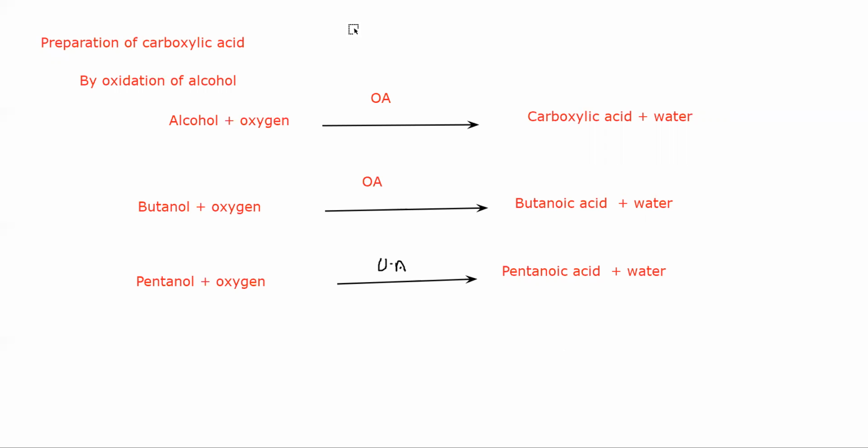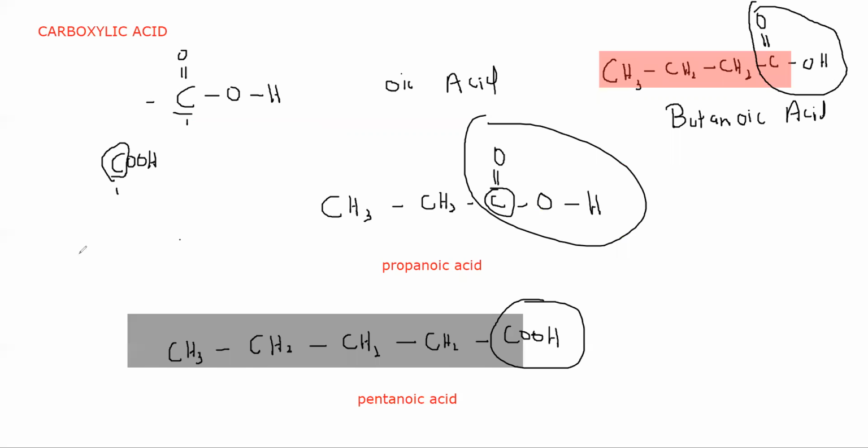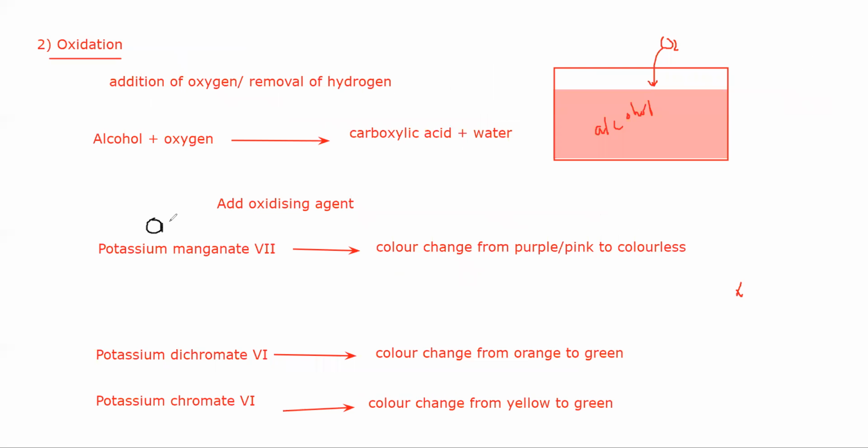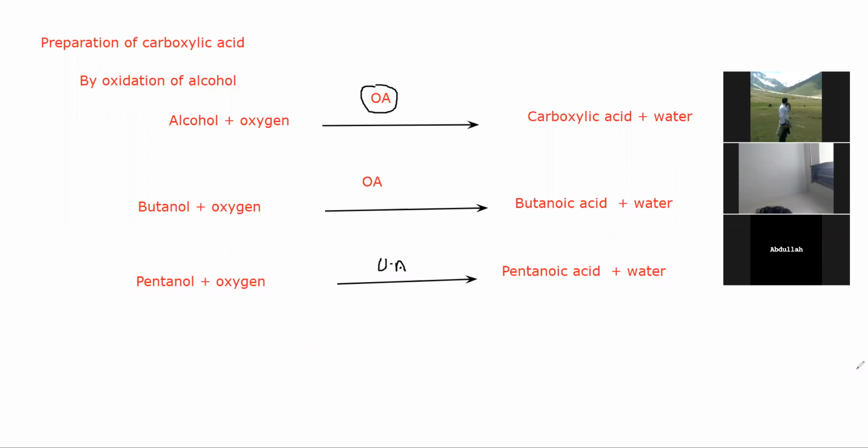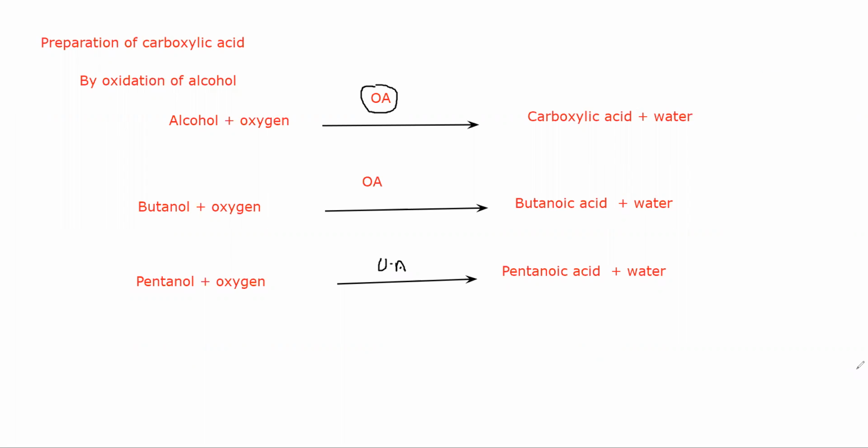OA means oxidizing agent. I give you 3 examples of oxidizing agents you can use: potassium manganate, potassium dichromate, or potassium chromate. Depending on which one you are using, you will have a color change.